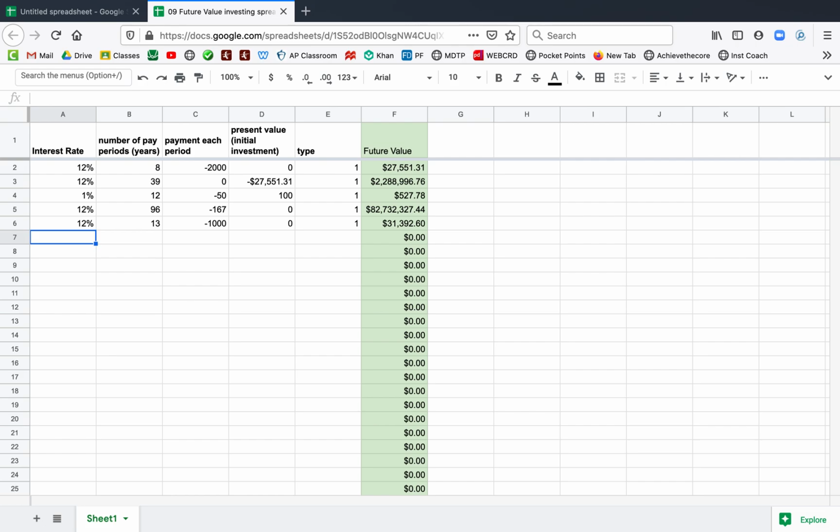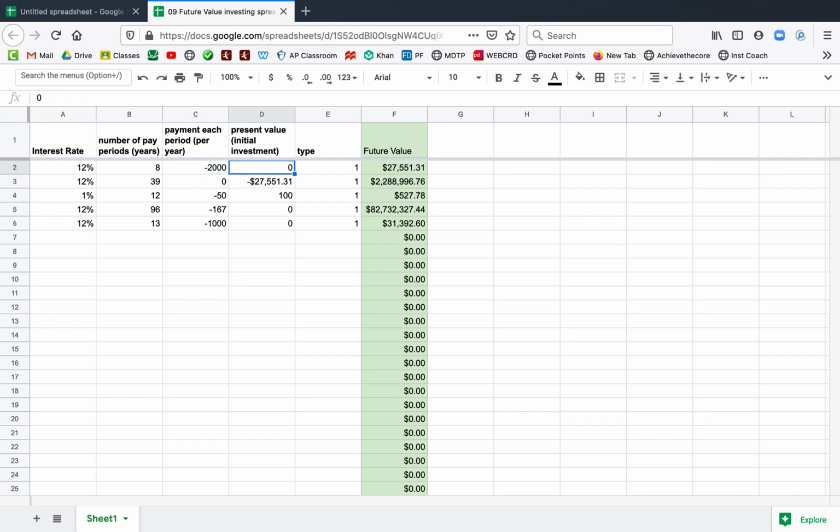And then the next one would be the number of pay periods, and that's the number of years. This number is in years for the formula that we're using. The payment that you put in each period, now it should say per year. Actually, I'm going to add that right now. Payment per year. That way I don't forget.